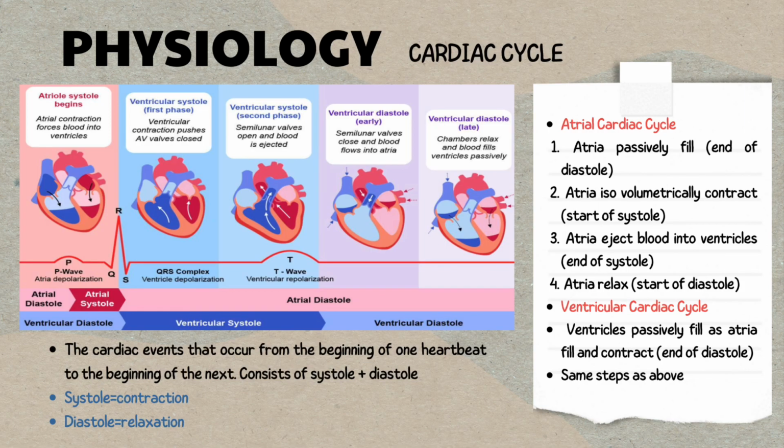In the atrial cardiac cycle, four events occur. First, the atria passively fill, at the end of diastole. Second, the atria isovolumetrically contract, which is the start of systole. Third, the atria eject blood into the ventricle, at the end of systole. And the last one is the atria relax, the start of diastole. It is the same for the ventricular cardiac cycle, but first the ventricle passively fills as the atria fill and contract, which is the end of diastole, and then the same steps as above occur.